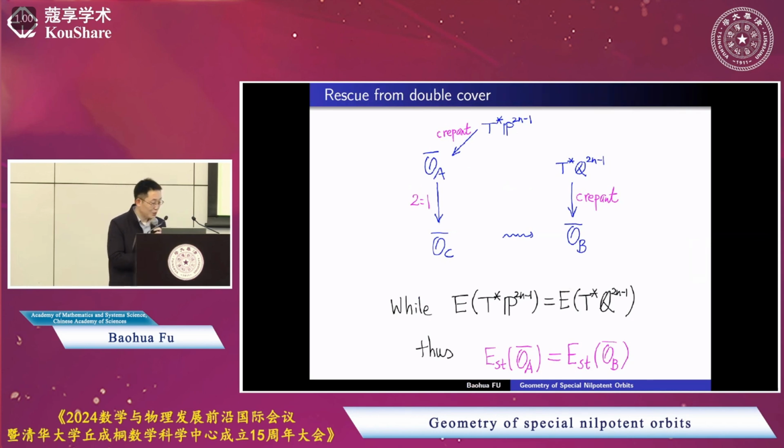So how to rescue the situation? In fact, this is given by a double cover. In fact, by Kostant, Brylinski, Kostant, they observed that this type C orbit O_C has a double cover, which is O_A, a nilpotent orbit in type A, and this one has a crepant resolution given by the cotangent bundle of this projective space. And then you find out that these two have the same stringy E-functionals. So in particular, the stringy E-functional on this O_A is the same as the stringy E-functional on O_B. So in short, the two orbits do not have the same stringy E-functional, but after taking a double cover of one side, then you get the same.